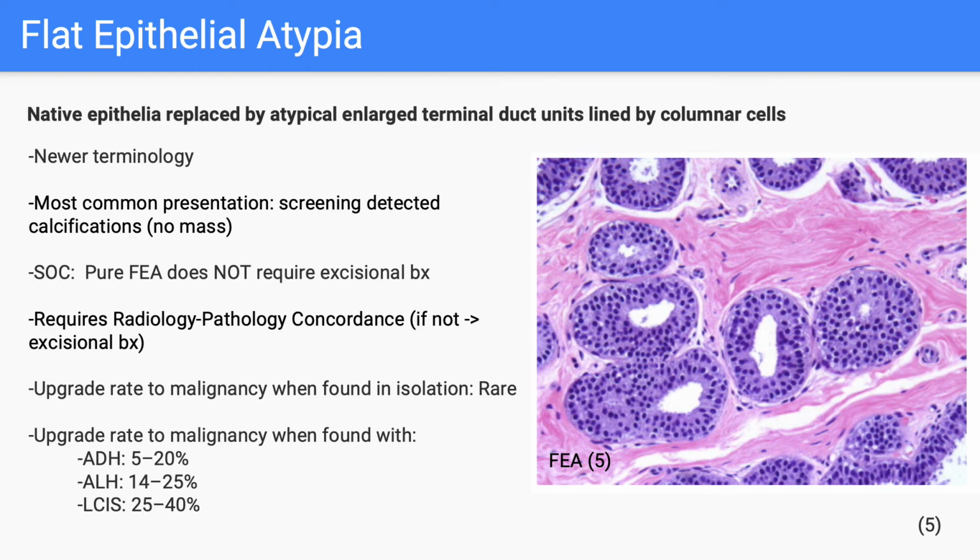The upgrade rate to malignancy when FEA is found in isolation is rare. However, this upgrade rate to malignancy increases when found with ADH, ALH, and LCIS. This is upgraded up to 20 to 25 to 40%.